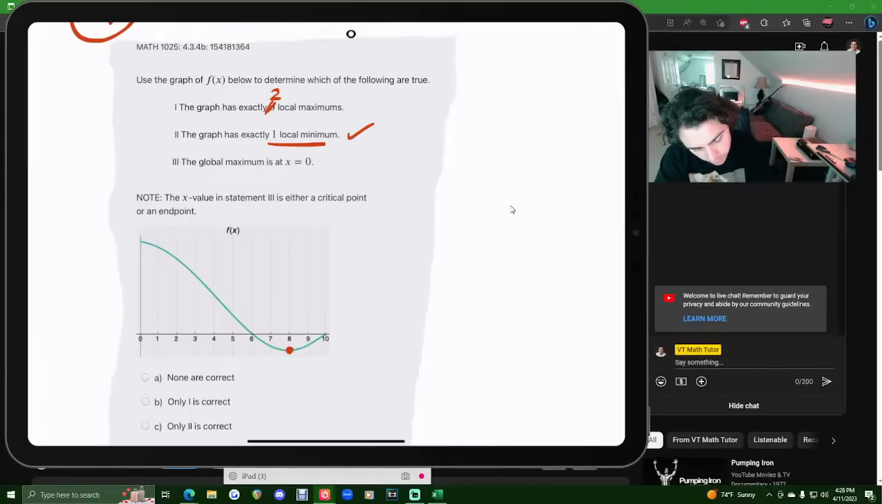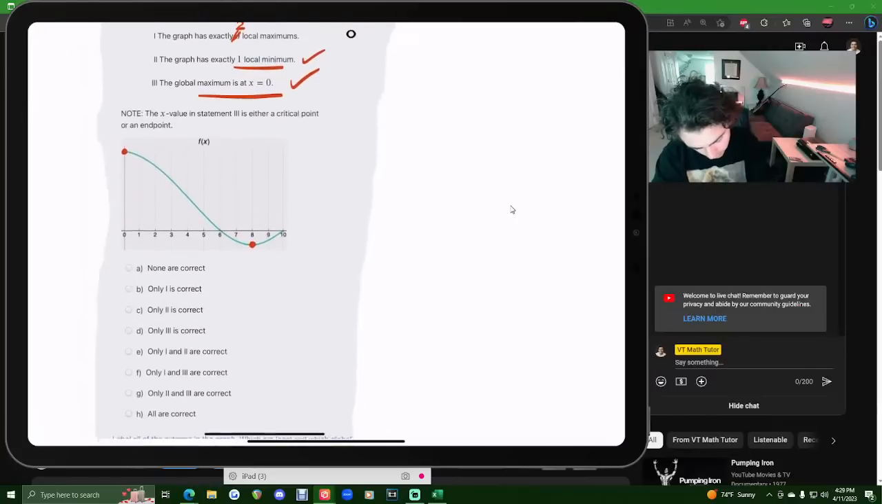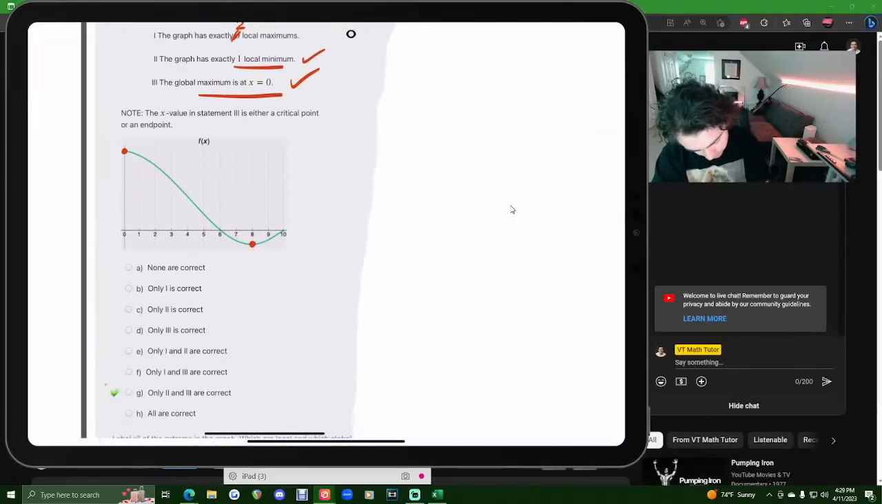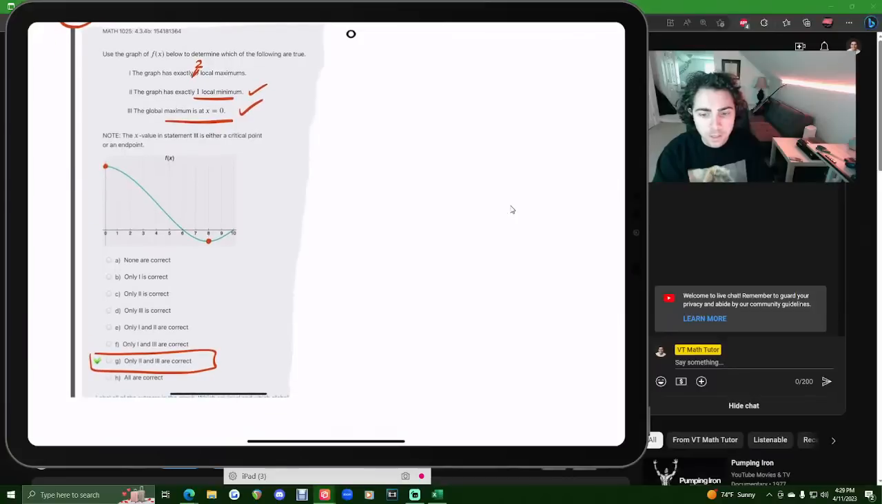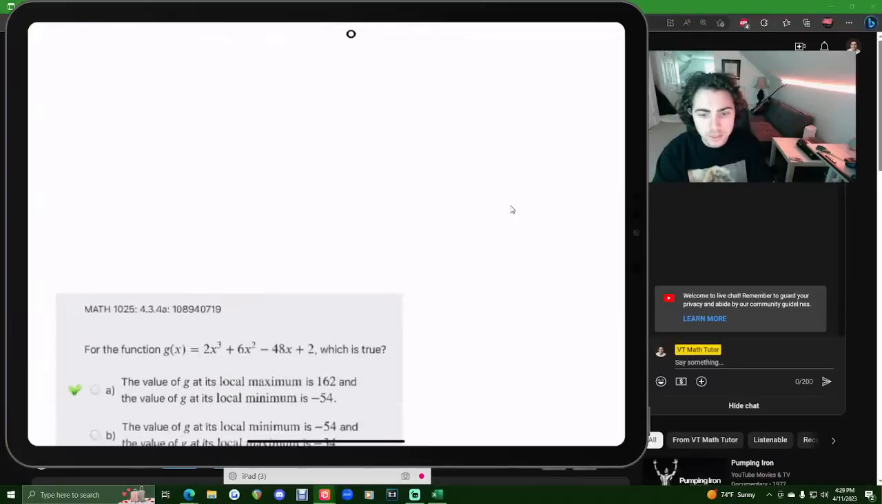So the global max is at x equals 0. Now that might be true. So the absolute max, the global max, is right at the start at x equals 0. So that's actually true, I think. So I'm going with 2 and 3. See how we did. Good work. All right. That was number 9. Let's do number 10.